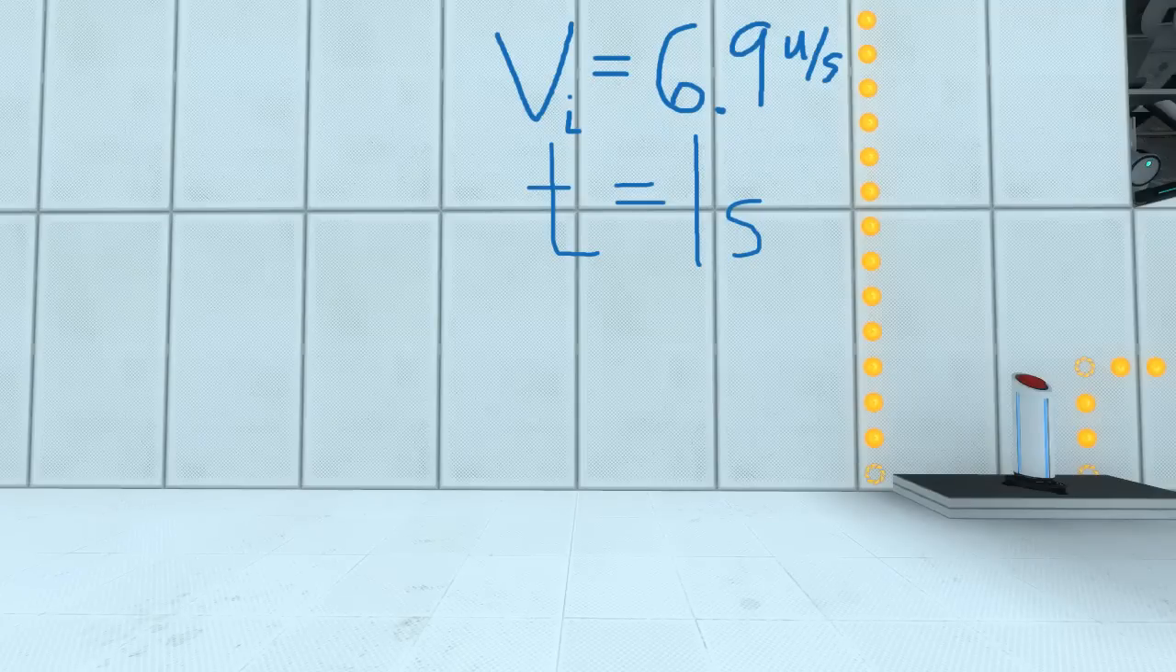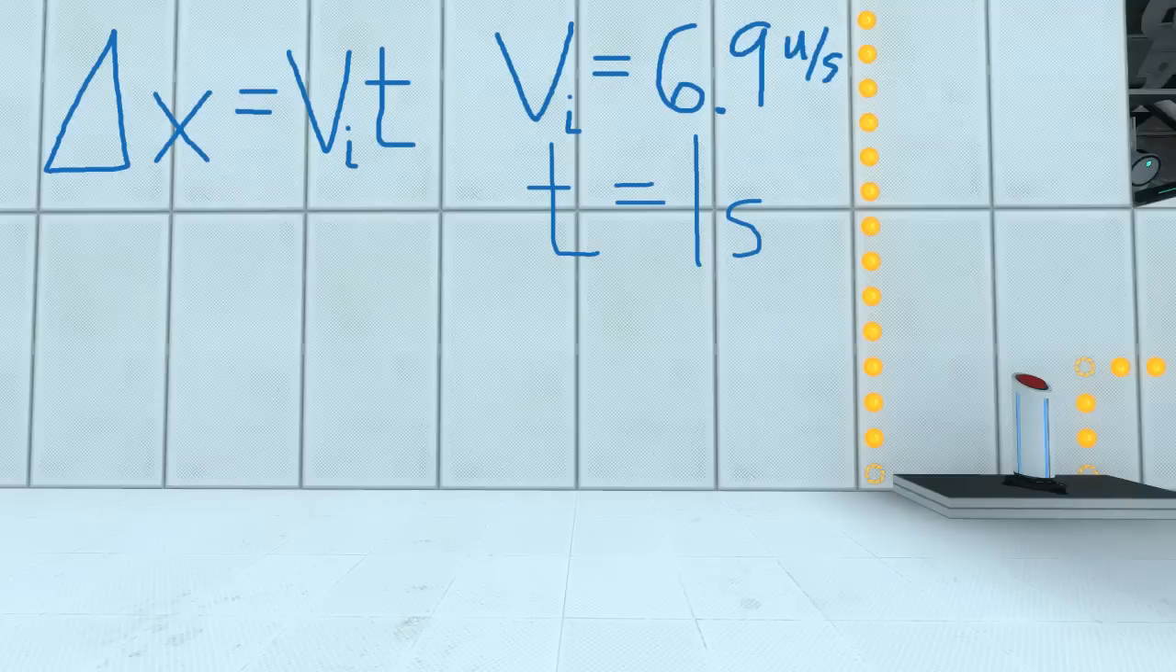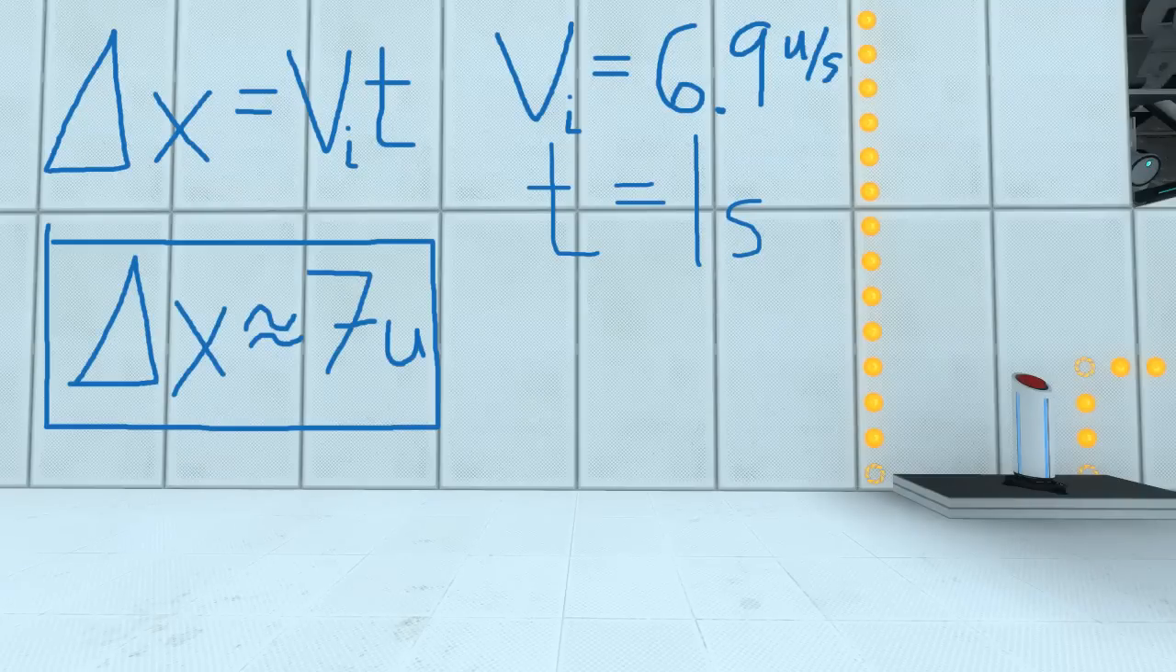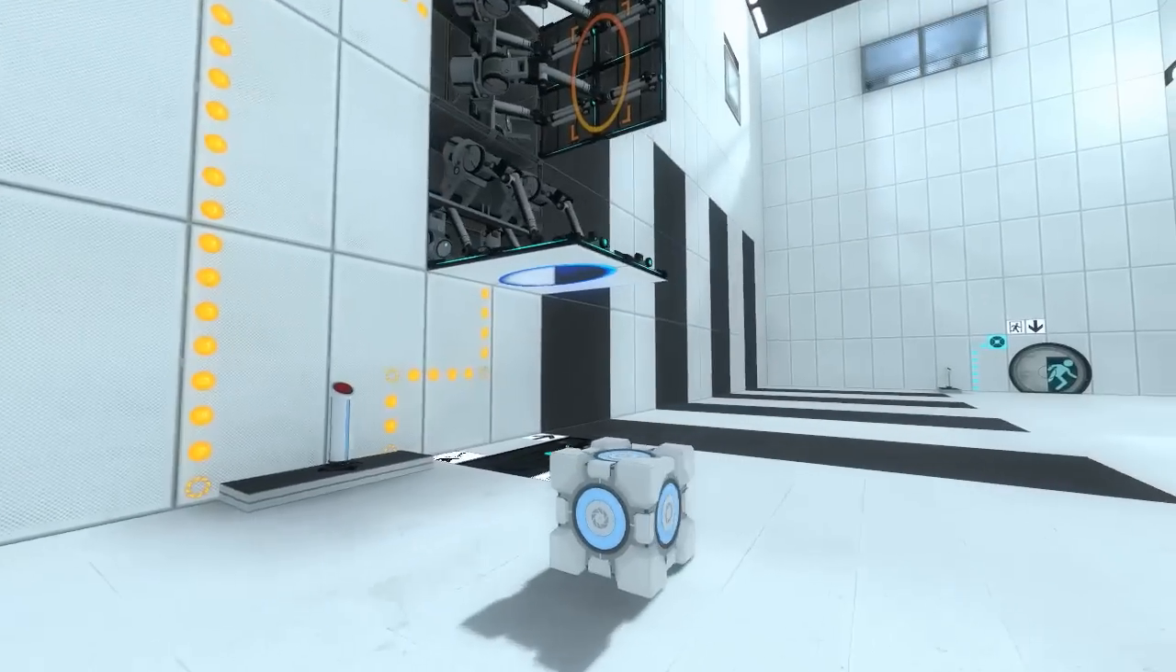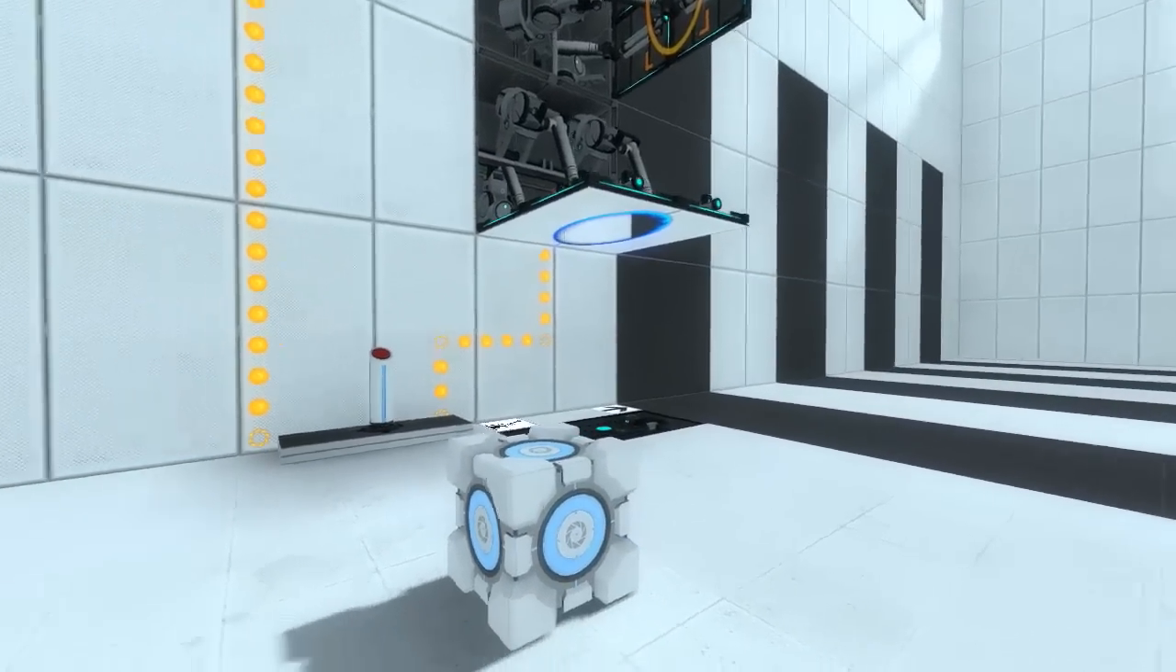Our change in x is going to be v times t, or our velocity times time, that's how far the cube is going to go in the x direction, and that is about 7 units. So, all things considered, when all is said and done, our cube should land 7 units away. Let's go ahead and get everything set up, get down range, and see if this experiment's right.